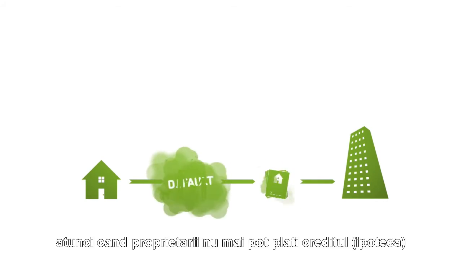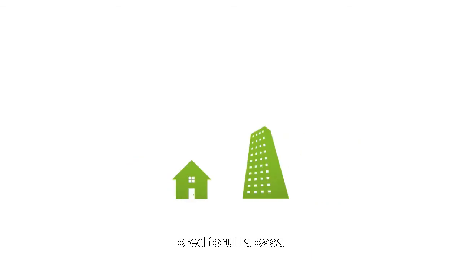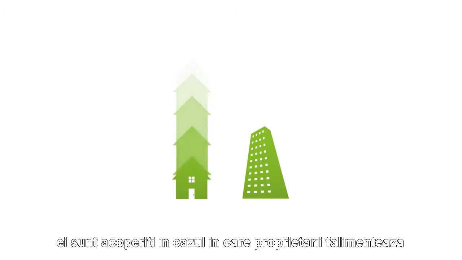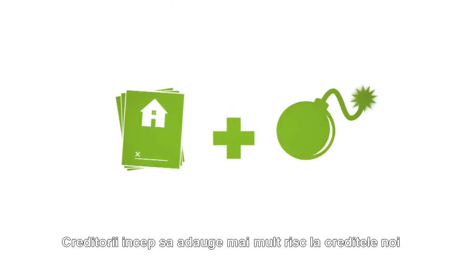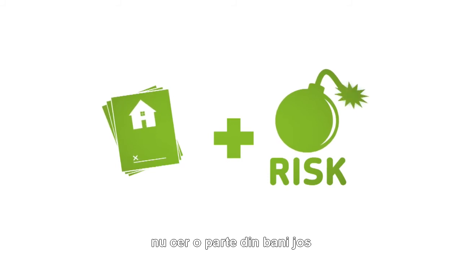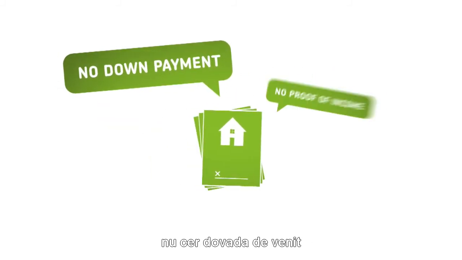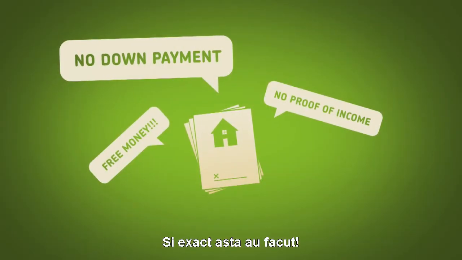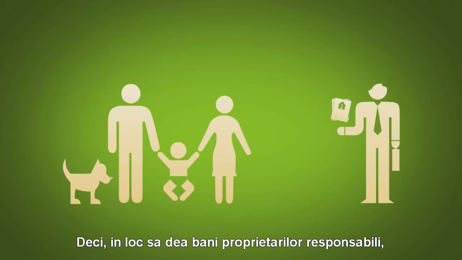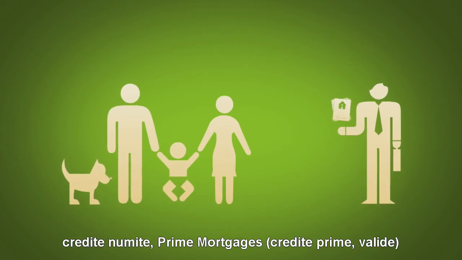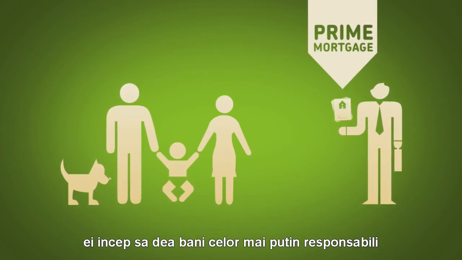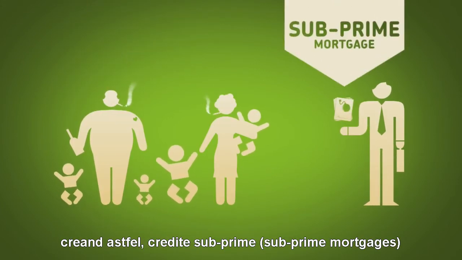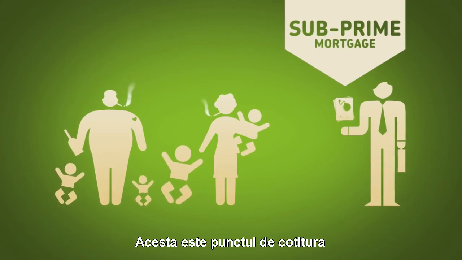When homeowners default on their mortgage, the lender gets the house, and houses are always increasing in value. Since they're covered if the homeowners default, lenders can start adding risk to new mortgages, not requiring down payments, no proof of income, no documents at all. And that's exactly what they did. So instead of lending to responsible homeowners, called prime mortgages, they started to get some that were, well, less responsible. These are subprime mortgages. This is the turning point.